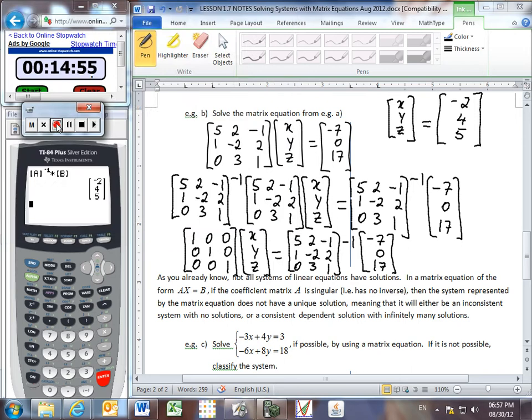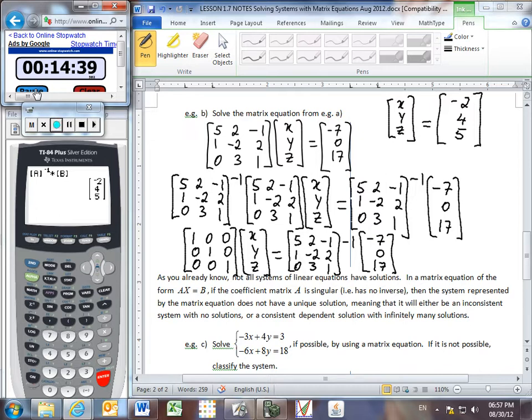Alright, now as you already know, not all systems of linear equations have solutions. You remember that you've got these situations where you might have parallel lines, and parallel lines, of course, never cross, so there is no solution.